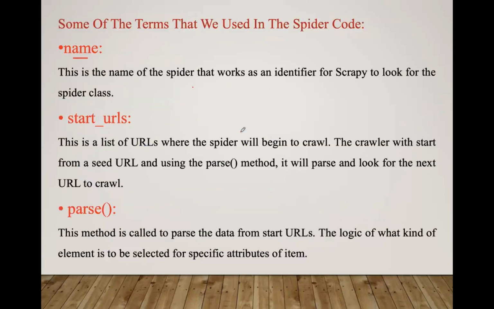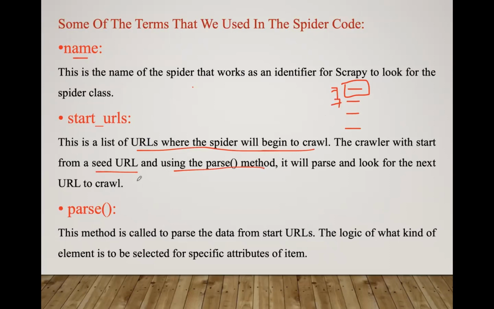Then we have start URLs. This is a list of URLs that the spider can crawl. It always starts with a seed URL and uses the parse method to parse. After parsing, it will go for the next URL to crawl. Say there are multiple URLs like this, and assume this is the seed URL or the initial URL. The crawler will start with the initial URL, use the parse method for parsing, and after completing this, it will start with the next URL to crawl.